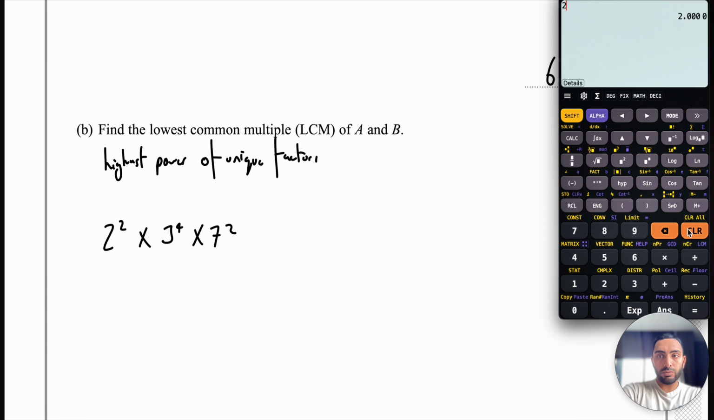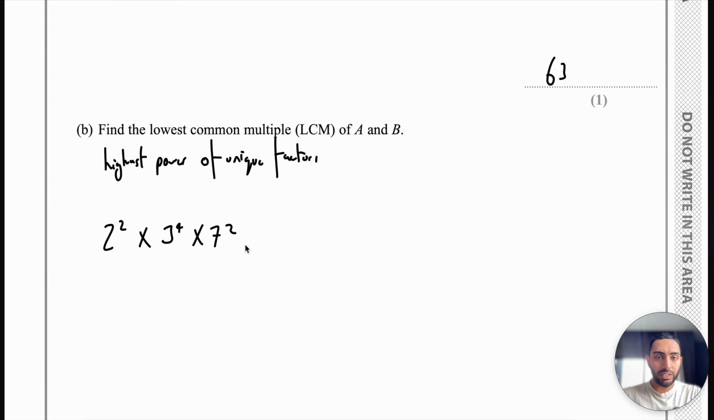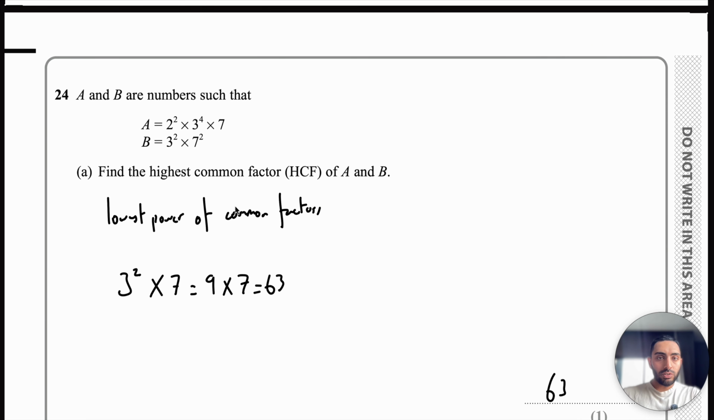Just type that in. So you've got 2 squared, 2 to the power of 2, times by 3 to the power of 4, times by 7 squared. So that would be 49. That gives me 15,876. You can check these on your calculator.